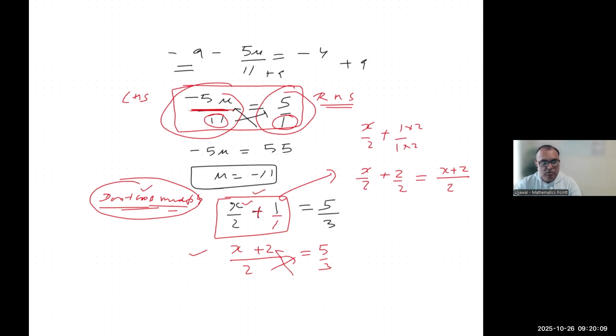And now if I were to cross multiply it, this becomes 3 times x plus 2, which means 3x plus 6 equals to 10. And then I have 3x equals to 10 take away 6, which is 4, and x equals to 4 on 3.